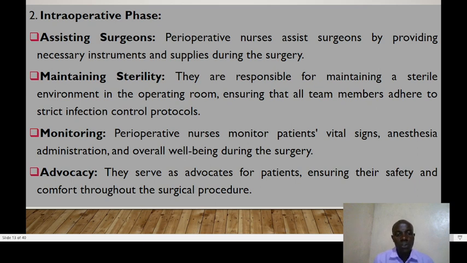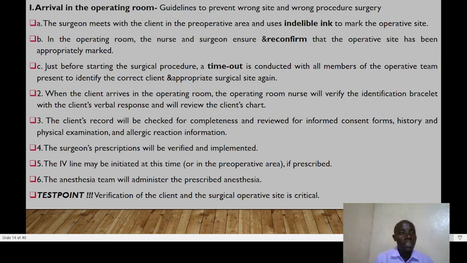As an advocate, you also need to perform advocacy for your patients, ensuring their safety and comfort throughout the surgical procedure. So, upon arrival in the operating room, you need to come up with some guidelines to prevent the issue of wrong site, wrong procedure, guys. Guys, I hope you have ever had a situation whereby someone was performed a wrong procedure. Okay. Yes, so the surgeon should meet the patient in the preoperative area and use indelible ink to mark the operative site. So in the operative room, the nurse or the surgeon should ensure and confirm that the operative site has been appropriately marked with the indelible ink.